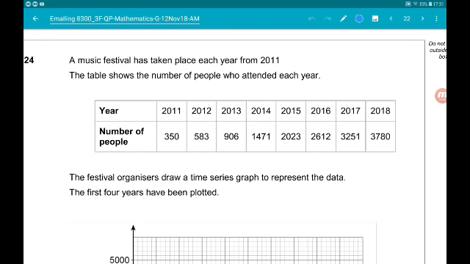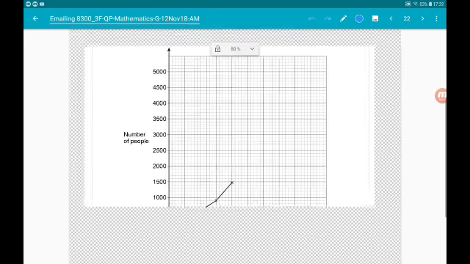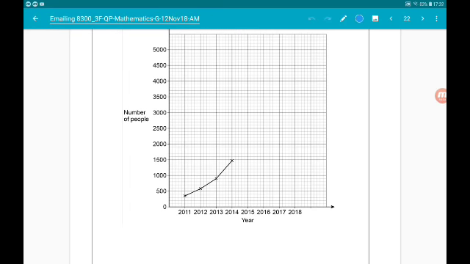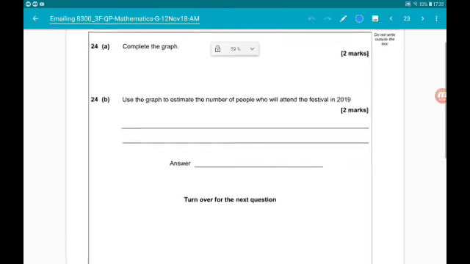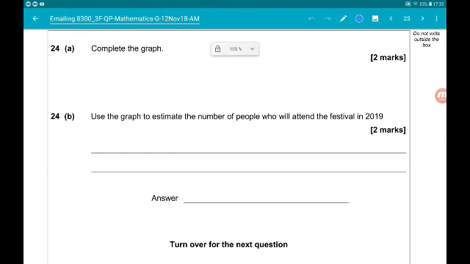Okay, 24, we got our time series graph. So, a music festival has taken place each year from 2011. The table shows the number of people who attended each year. The festival organisers draw a time series graph to represent the data. The first 4 years have been plotted down there. Now our job for part A is to complete the graph.